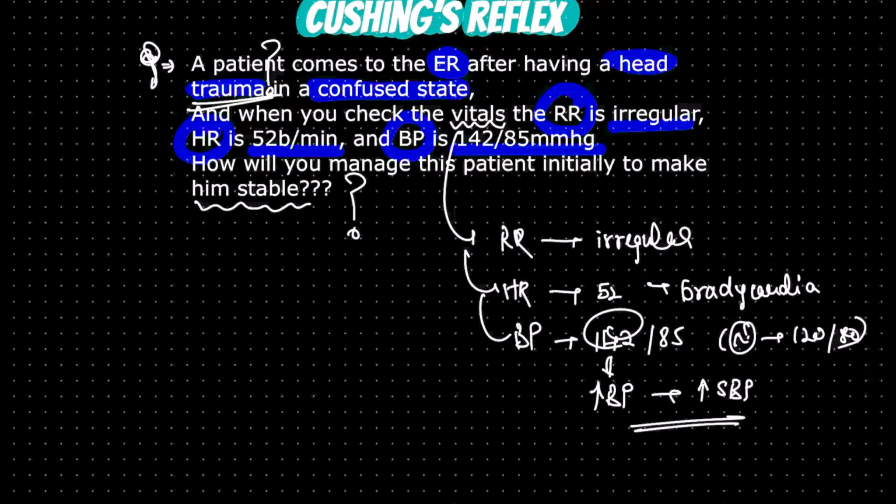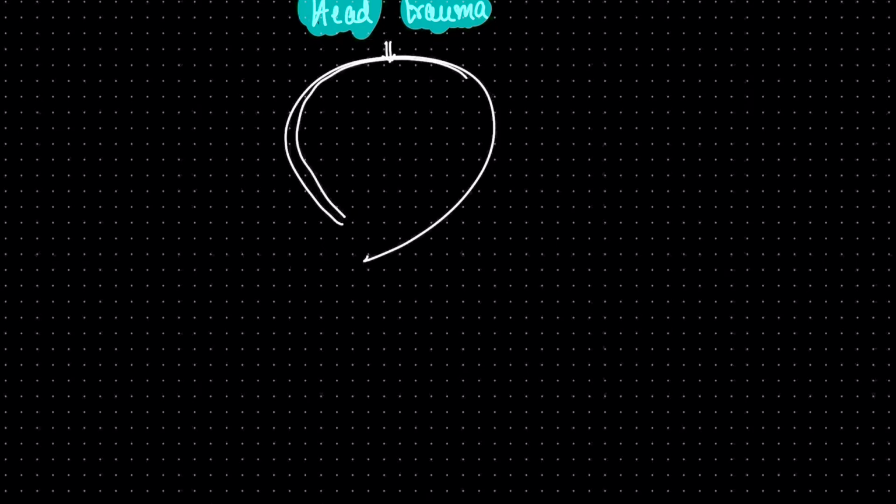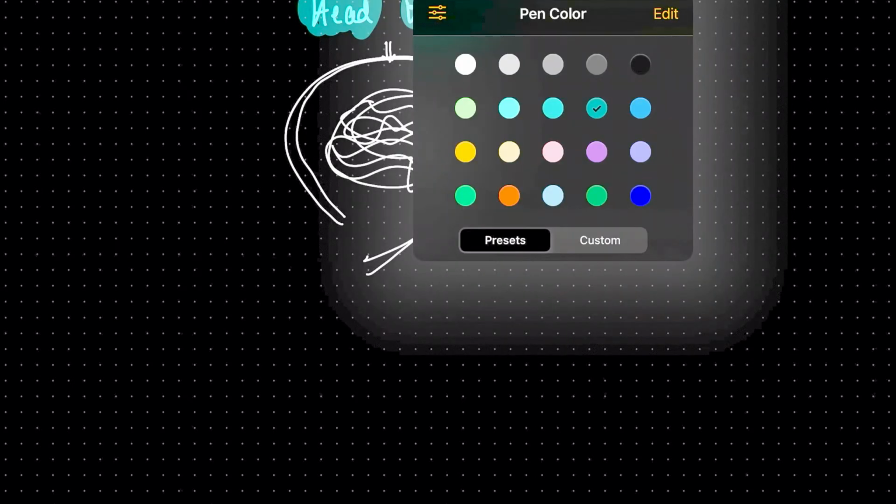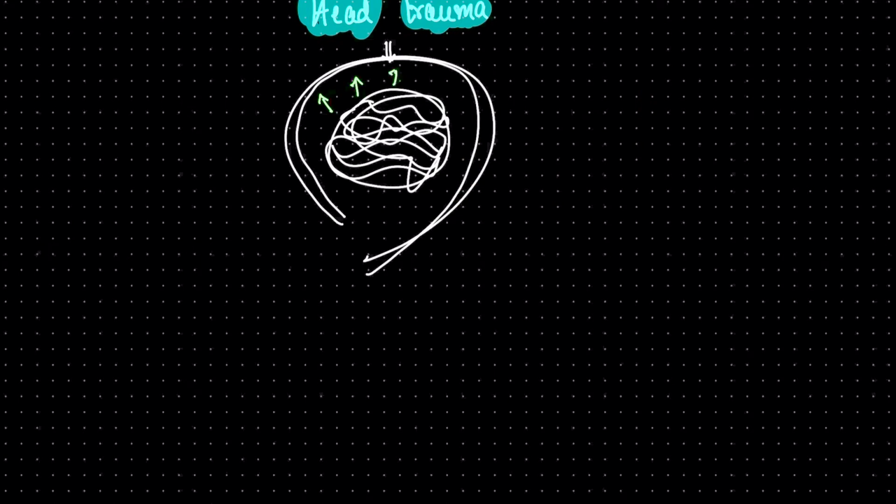Now what has actually happened after head trauma? The case is of head trauma. What you need to understand is what happens in case of a head trauma. If you understand this, you can easily manage this patient. Now after head trauma, what happens is, if this is the intracranial cavity and this is the brain, then because of trauma there is a sudden increase in intracranial pressure. So this sudden increase in intracranial pressure is the problem.